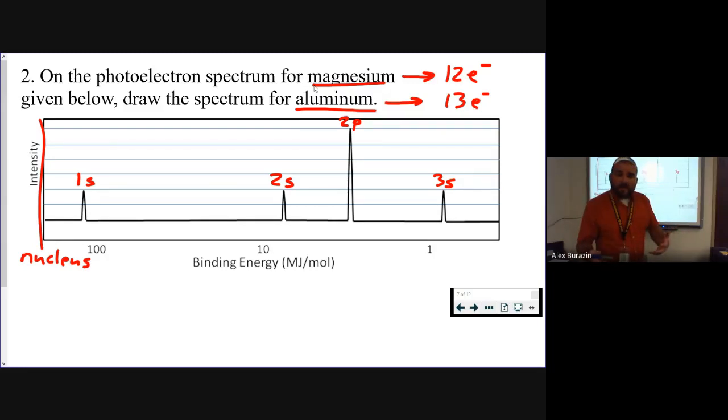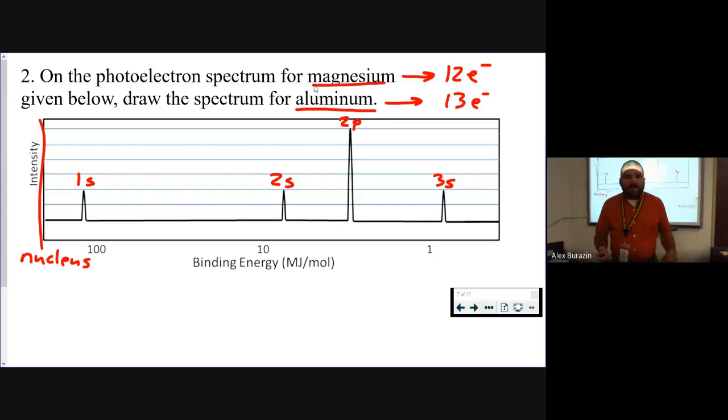Well, aluminum has one more proton than magnesium. Okay, that extra proton is going to attract those outer electrons a little bit stronger. So as a result, we should expect to see that all of aluminum's orbitals require a little bit more energy to remove electrons than magnesium. This is Coulomb's law from yesterday's class, okay?